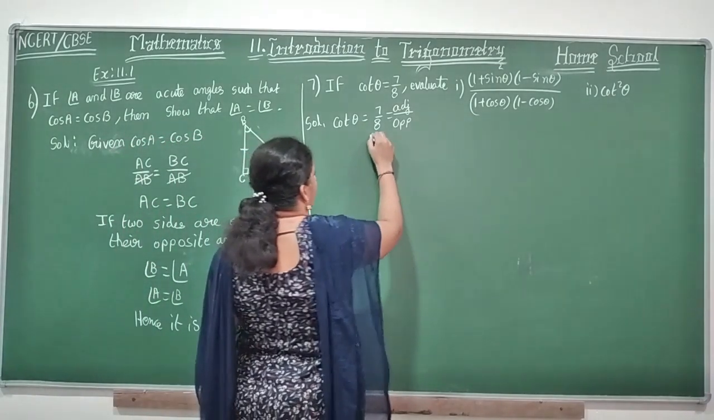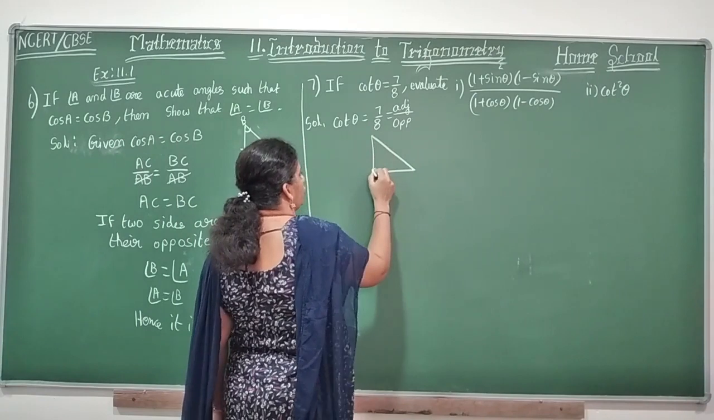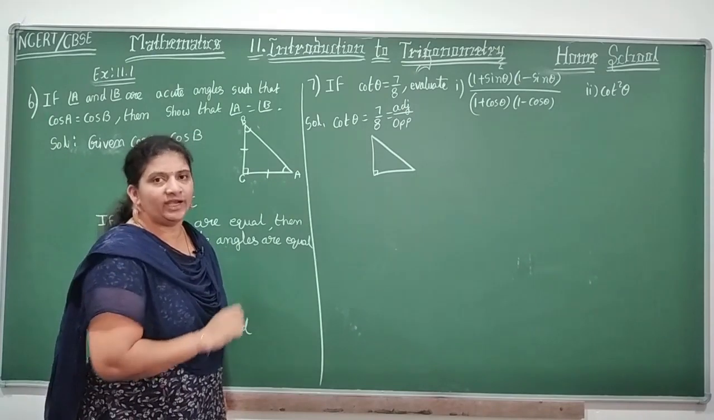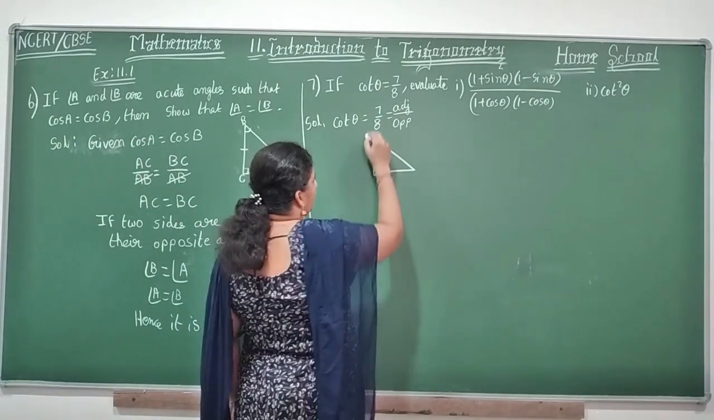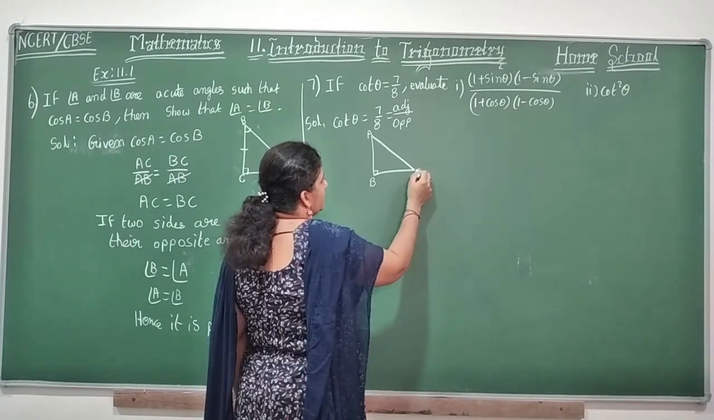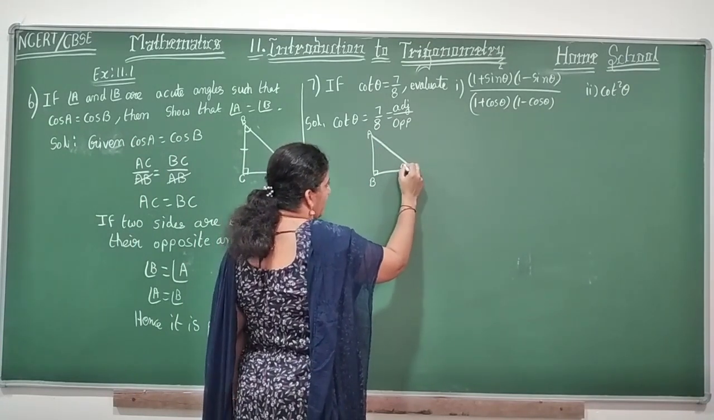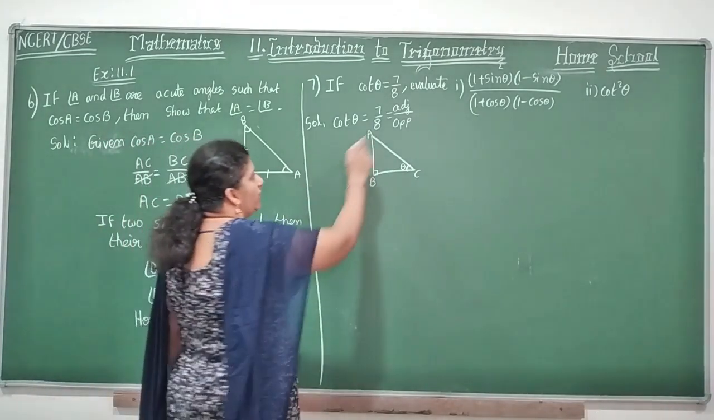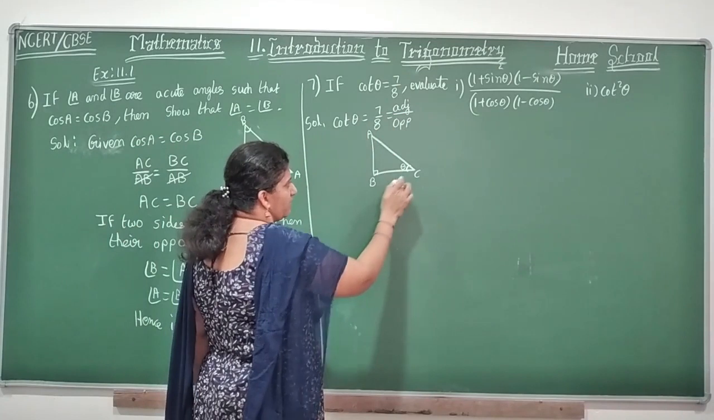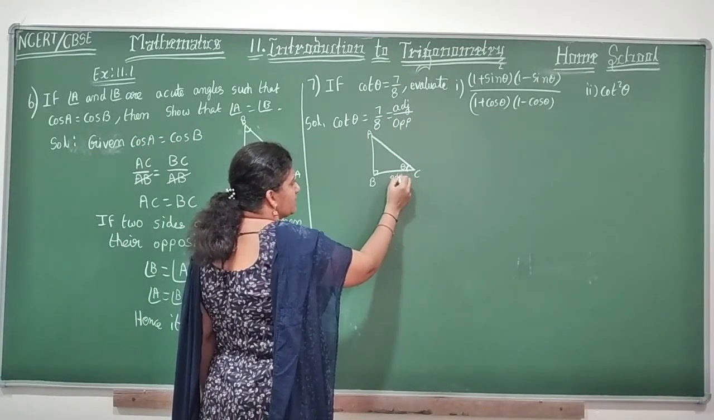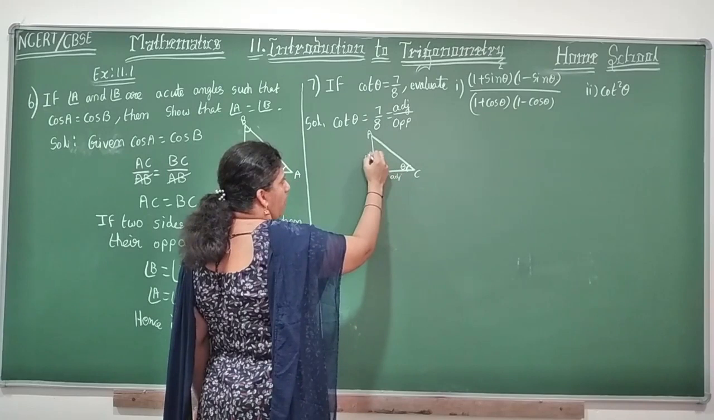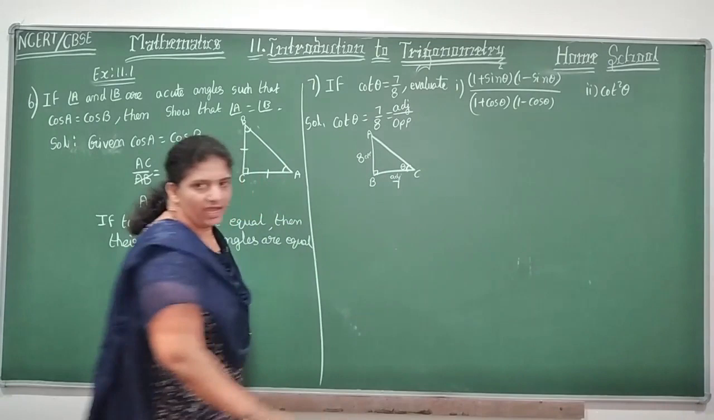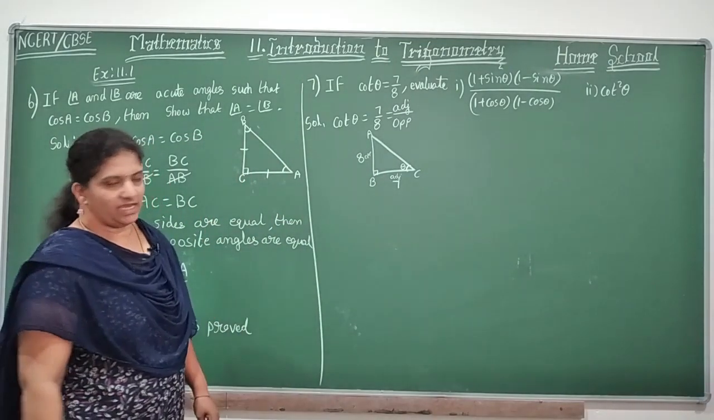Okay, so let me draw a right angle triangle. Always we need to draw a right angle triangle, children. They won't give it every time. You need to assume a triangle. So I have assumed here, let this be A, B, C, where theta is an acute angle. Now adjacent and opposite. For this theta, this is adjacent and this will be opposite. What is the adjacent value? 7. The opposite value is 8.